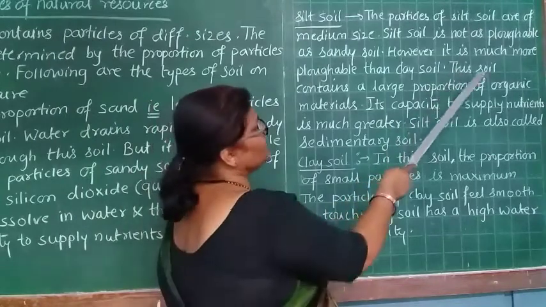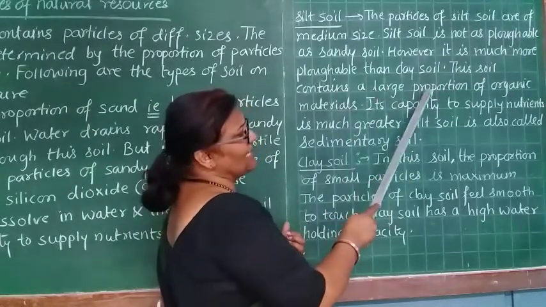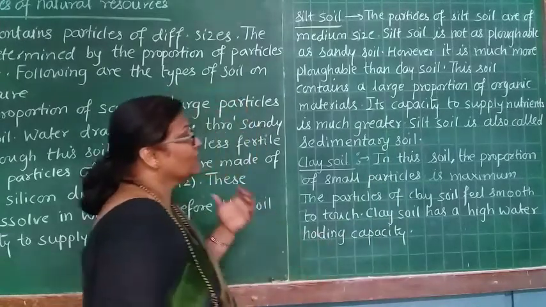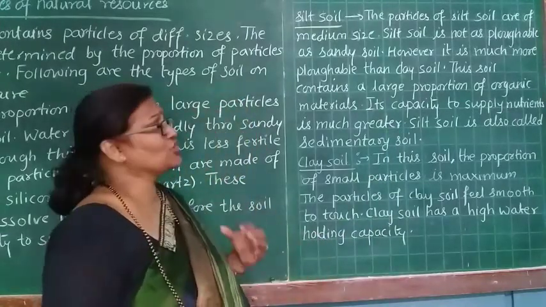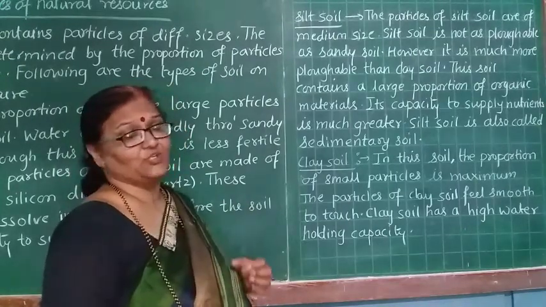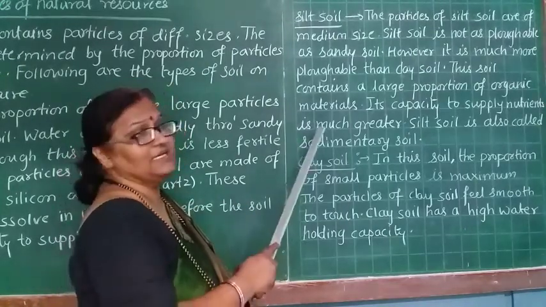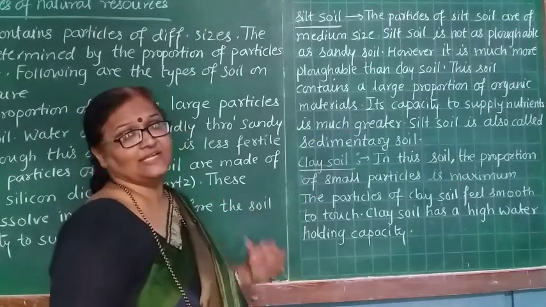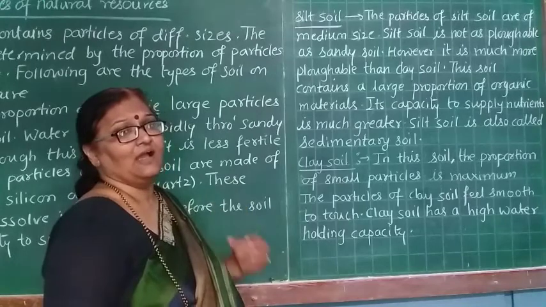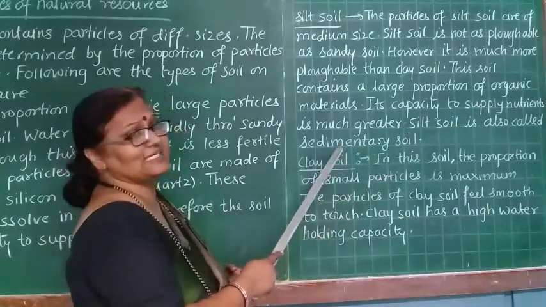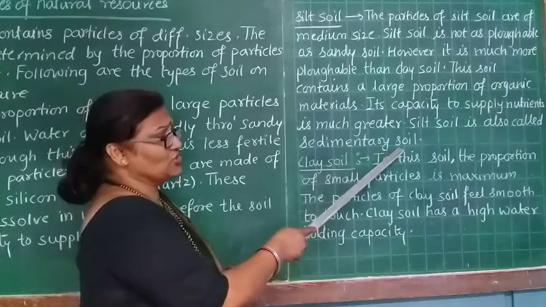Then see, this soil contains a large proportion of organic material. So it has more organic material. It has a capacity to supply nutrients in a much greater form. So the nutrients in this type of soil are in a more amount. Silt soil is also called sedimentary soil.